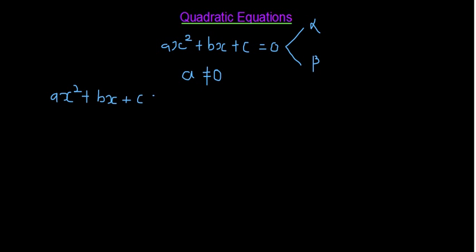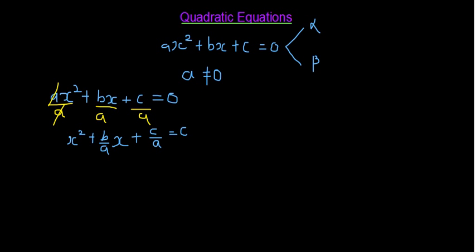is equal to 0. The first thing that I'm going to do here is divide the whole equation by a. That is my first part. Here a and a will cancel out. Then I'm getting the equation as x squared plus b over a x plus c over a.